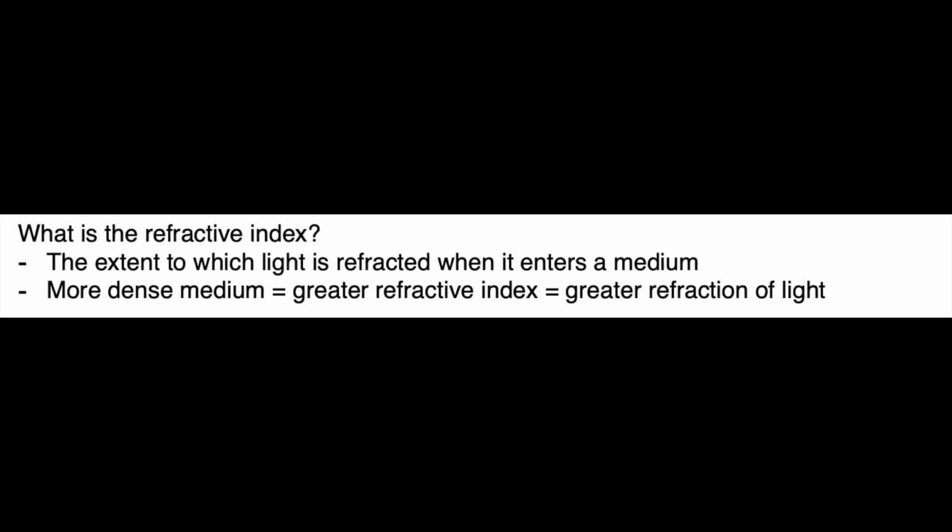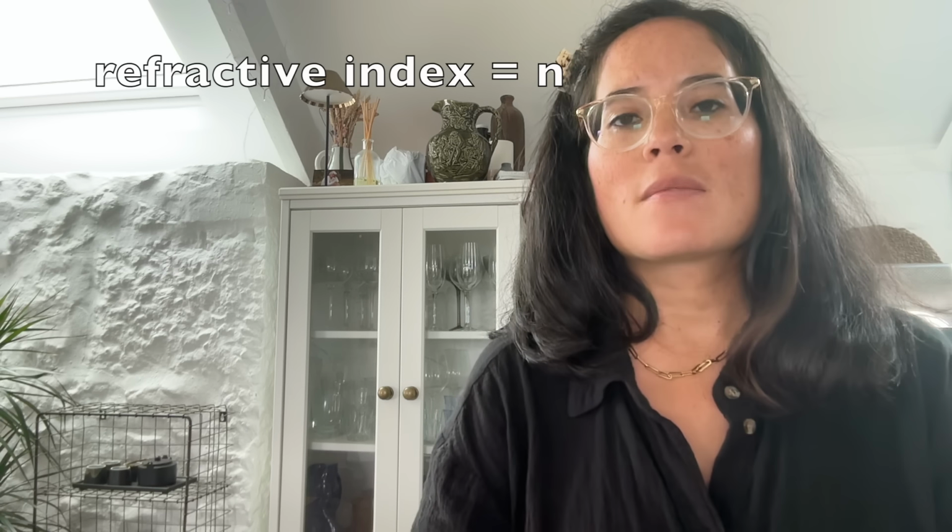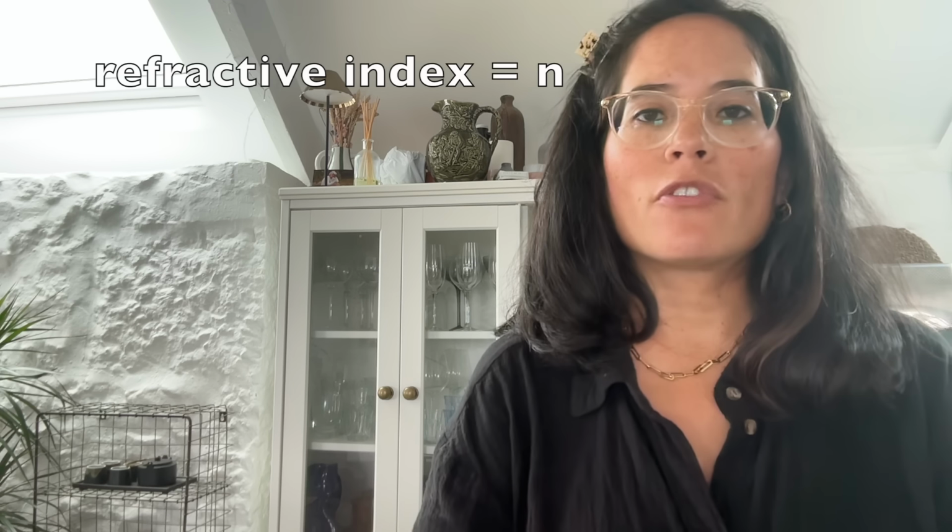The refractive index, now, this is the extent to which light is refracted when it enters a medium. A more dense medium has a greater refractive index, and therefore you see a greater refraction of light. There's an equation for calculating refractive index. We usually assign n as refractive index, so refractive index n equals sine i over sine r.